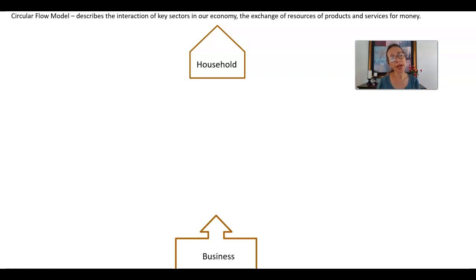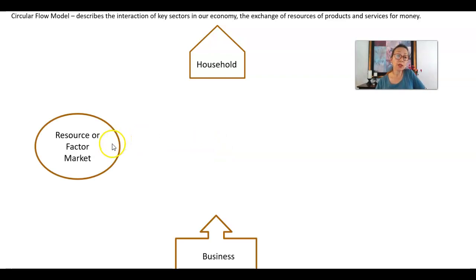Now, let me clarify that we're looking at a very simplified model. Remember from our previous discussion that a model is a simplification. So we're just making it very simple. So the household sector owns land, labor, capital, and entrepreneurship, and they sell these resources in what is called the resource market. Sometimes it is also called the factor market. They sell land, labor, capital into the resource market, and businesses buy it.